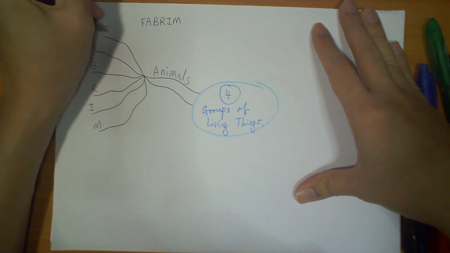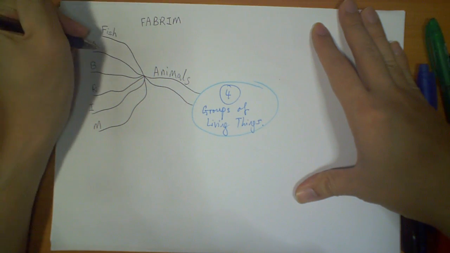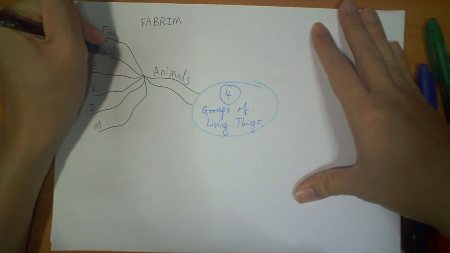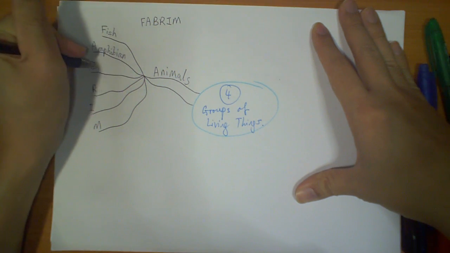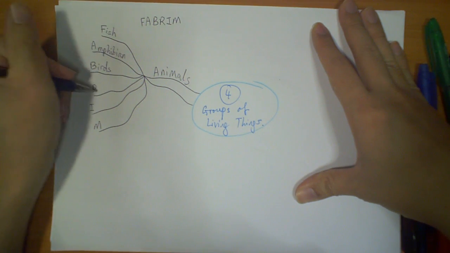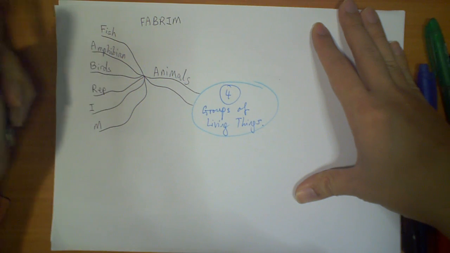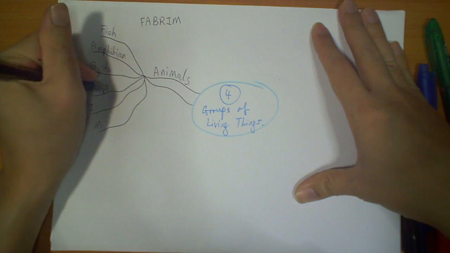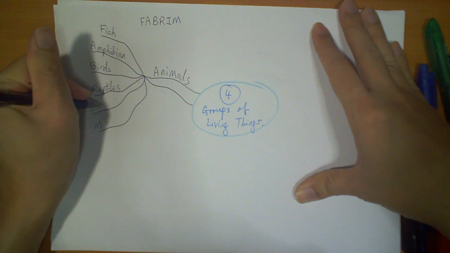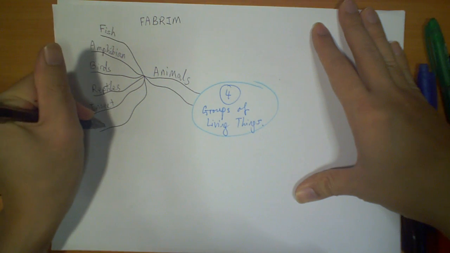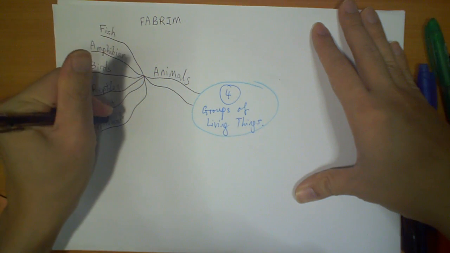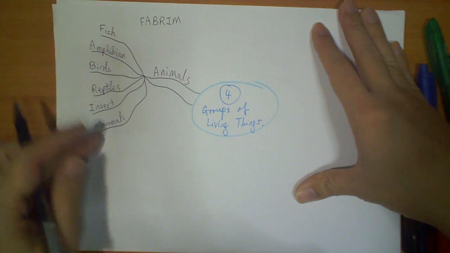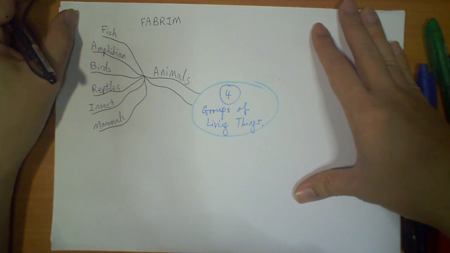Now fish would be the first one, followed by amphibians. The next will be birds, and then R will stand for reptiles. I will stand for insects, and then last but not least, M stands for mammals. Now, these are the 6 subgroups of animals that we need to know.